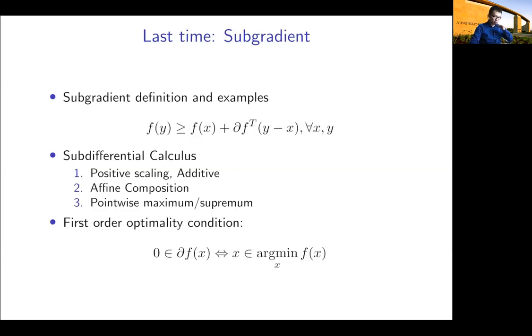Notice that I'm adding this x here. Notice that this holds for all x and y. If you replace the subdifferential with a gradient, then it becomes the first order definition of convexity for differentiable functions. So the subdifferential and subgradient can be thought of as a generalization of the family of differentiable functions that allows us to talk about non-differentiable convex functions.